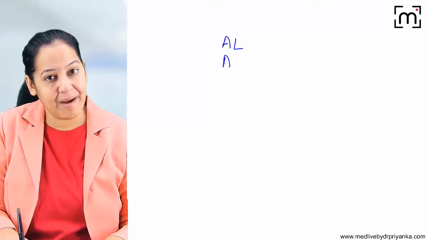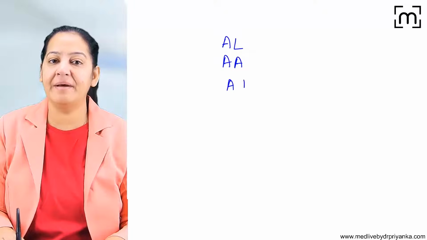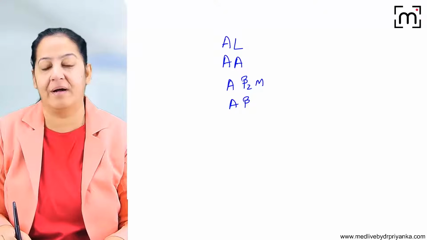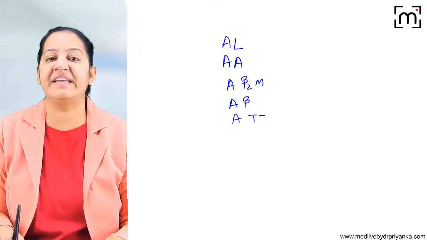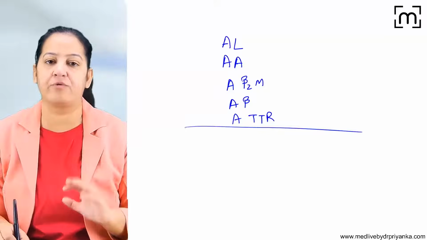The second is amyloid associated. The third one is amyloid beta 2 microglobulin. With this only you can learn amyloid beta, only beta. And with this you can learn amyloid TTR, transthyretin. These 5 are ultra important. The next 4 are not very important, but you have to learn.